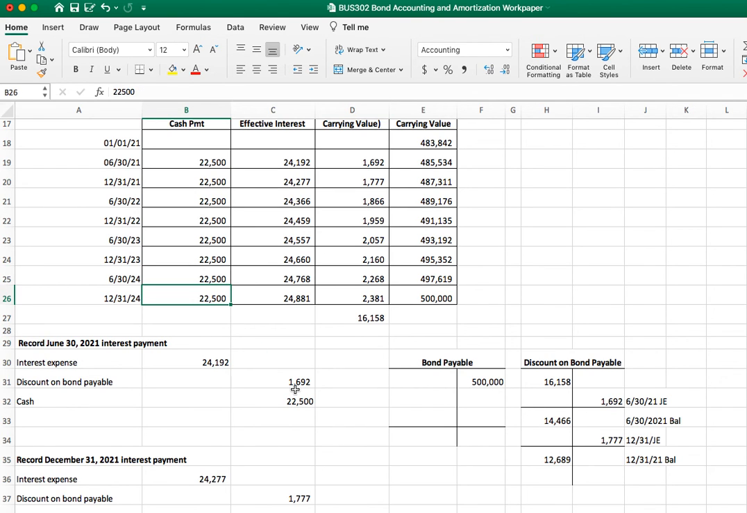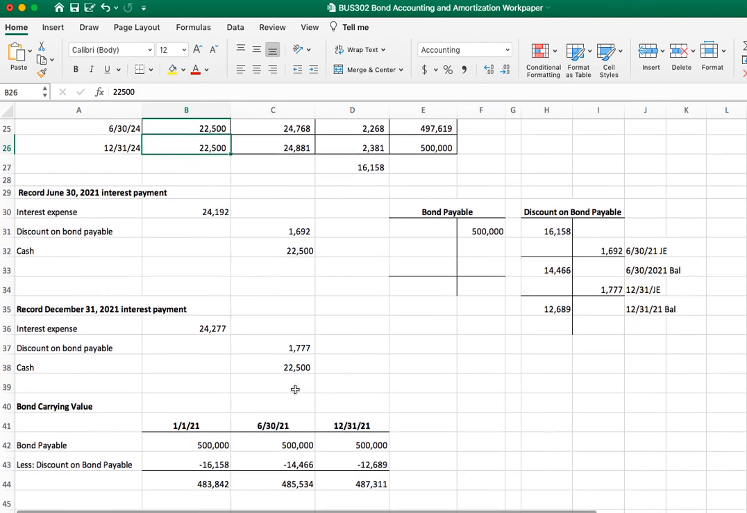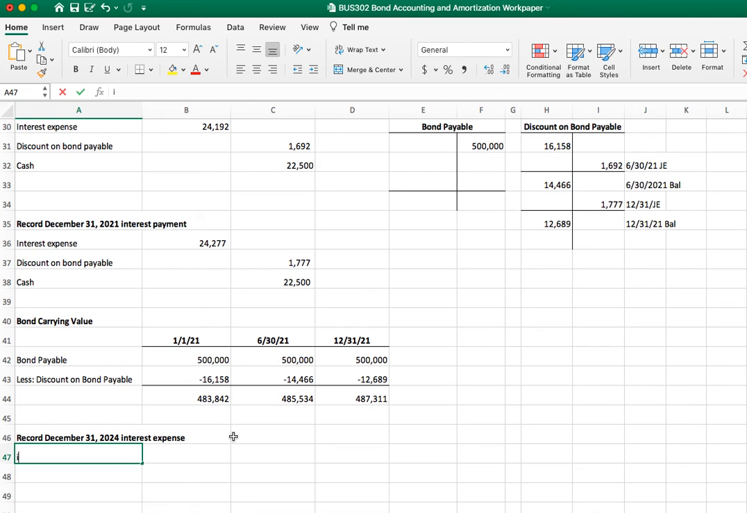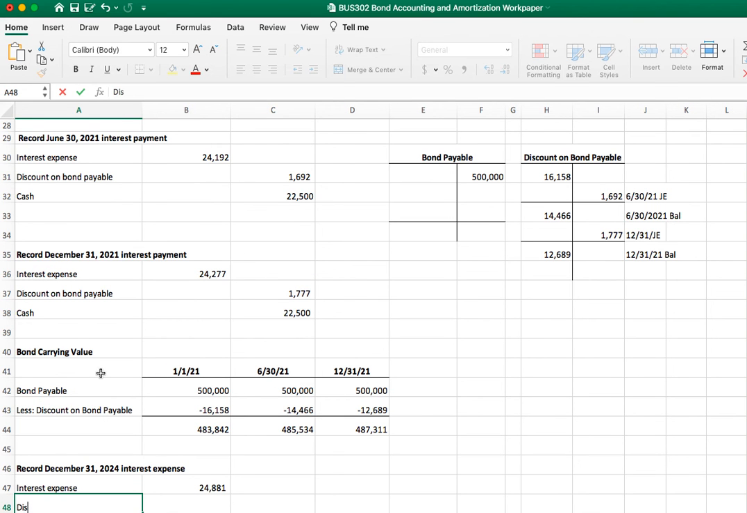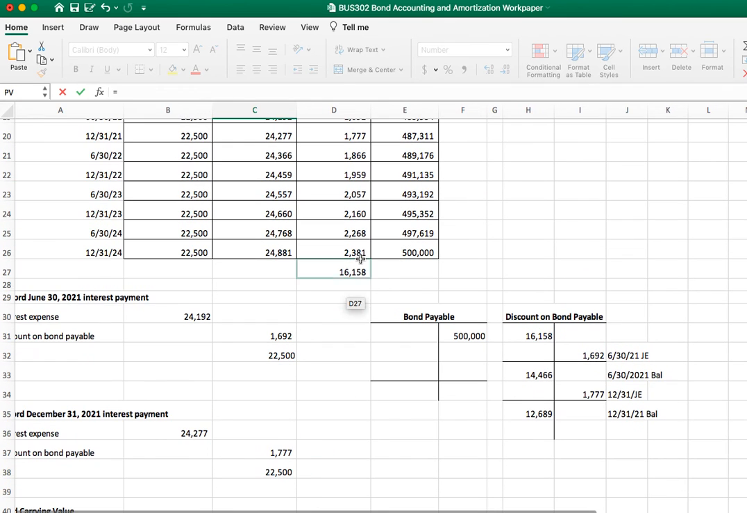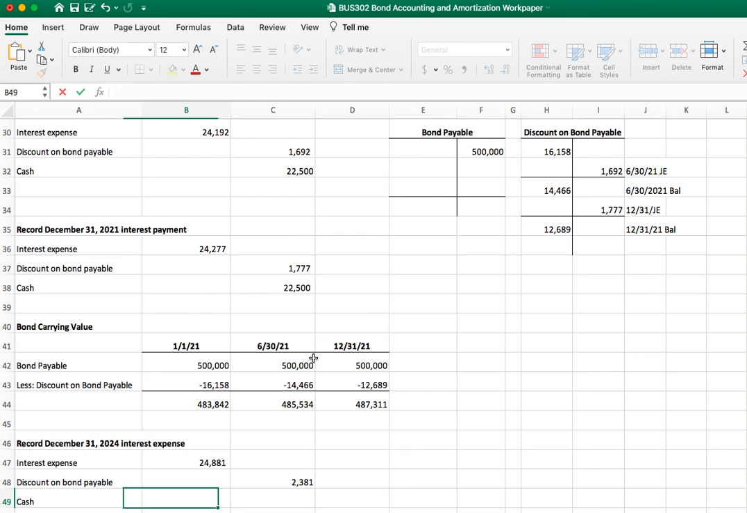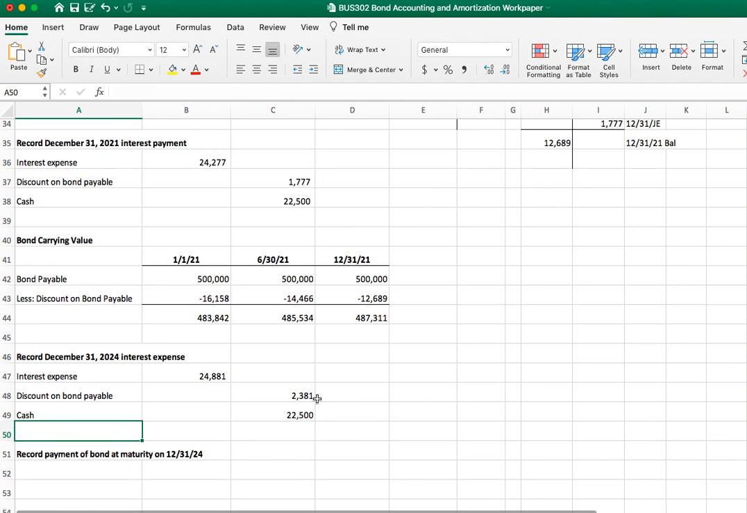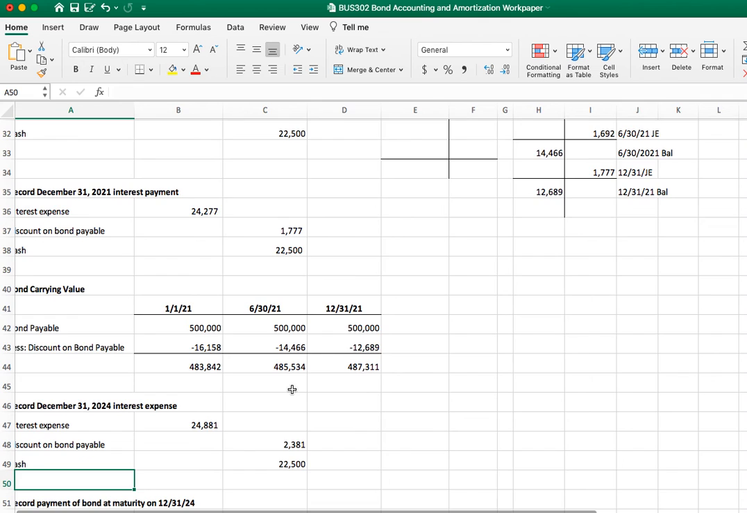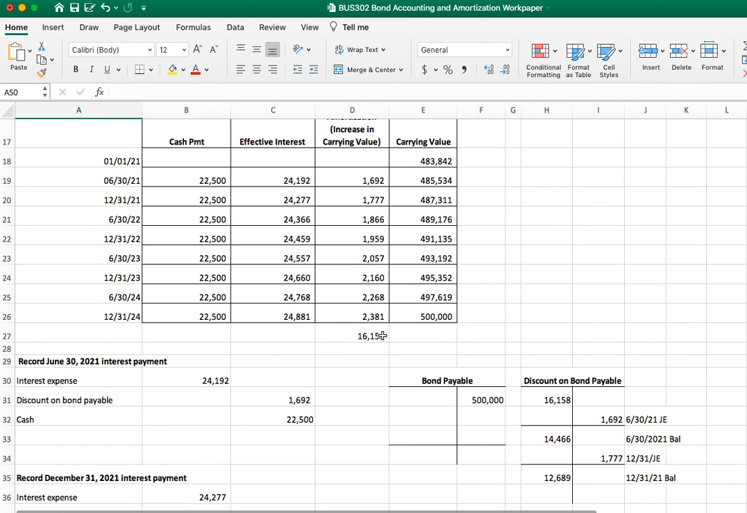Let's fast forward to December 31st, 2024. The company records the last interest payment on December 31st. Okay, debit interest expense. We have the amount right here in the table. The discount on the bond payable will be credited. We have that amount right here. And we know our cash payment never changes in amounts. Okay, so the company records its final interest payment. The discount now has been completely amortized down to 0.